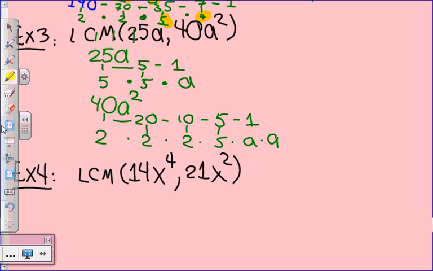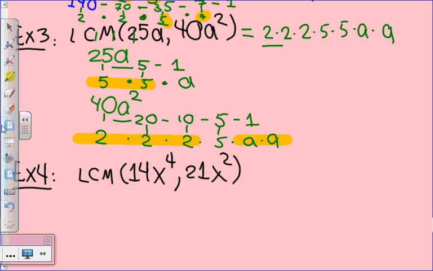So again, we're going to look for how many times it most appears. The lowest number I see is 2, and I see it appears 3 times, so I highlight it here. Next, I'm looking for 5, the next lowest number, and I see it appear twice in this one. And the most times the a appears is twice in this one. So I'm going to highlight them, and we get all of those numbers together: 2 times 2 times 2 times 5 times 5 times a times a. So I have 8 times 25, and I have a squared.